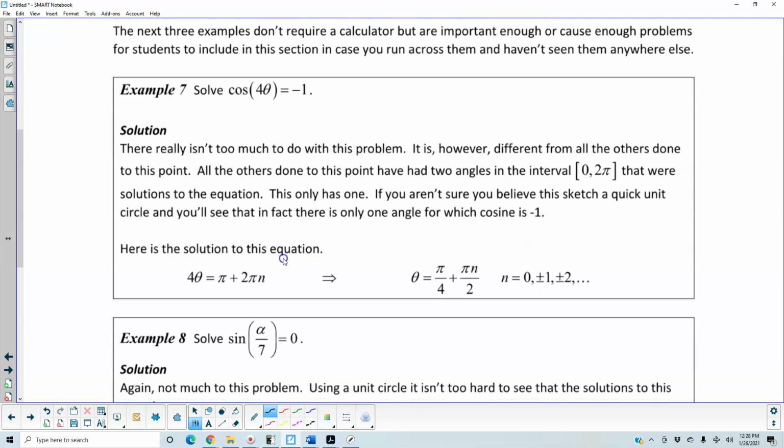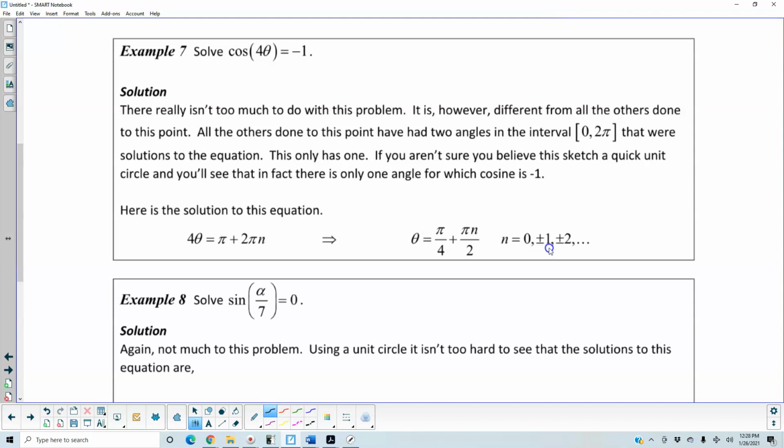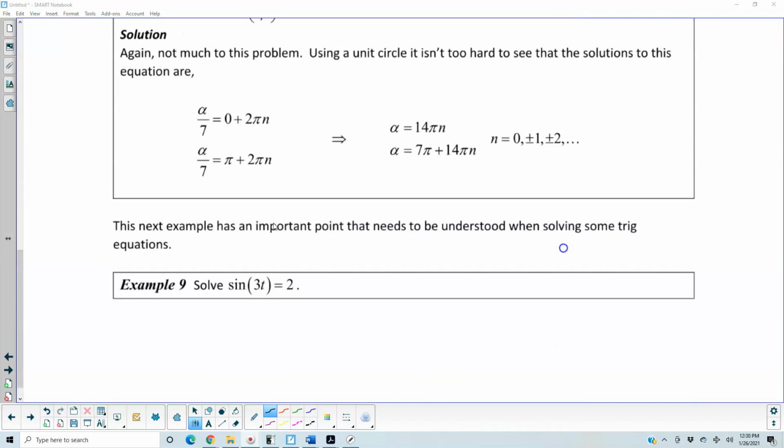Here is the solution to this equation. 4 theta is equal to pi plus 2 pi n. Divide both sides by 4. Therefore, theta is equal to pi over 4 plus pi n over 2, where n is equal to 0, plus or minus 1, plus or minus 2, and so on.